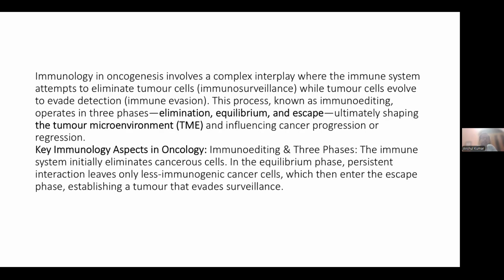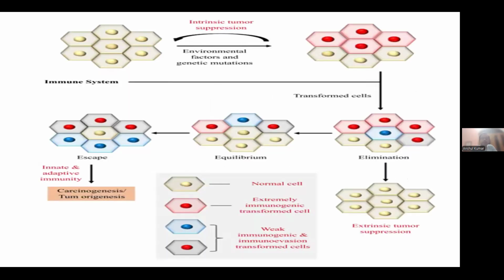Key immunology aspects in oncology is immunoediting in three phases, that is the elimination, equilibrium, and escape. And persistent interaction leaves only less immunogenic cancer cells, which then enter the escape phase, establishing a tumor that evades surveillance. Now here through the diagrammatic representation, you can understand that the yellow dots are the normal cells.